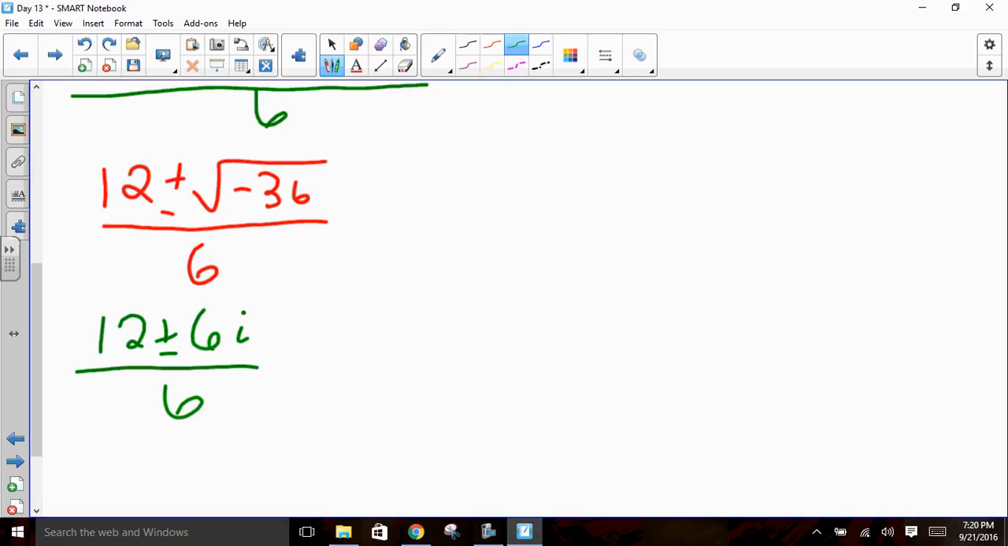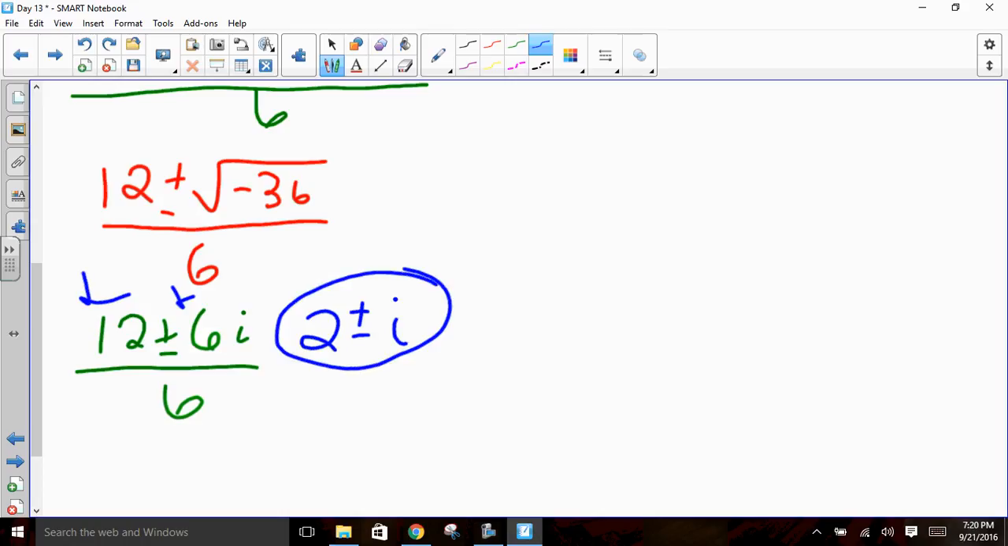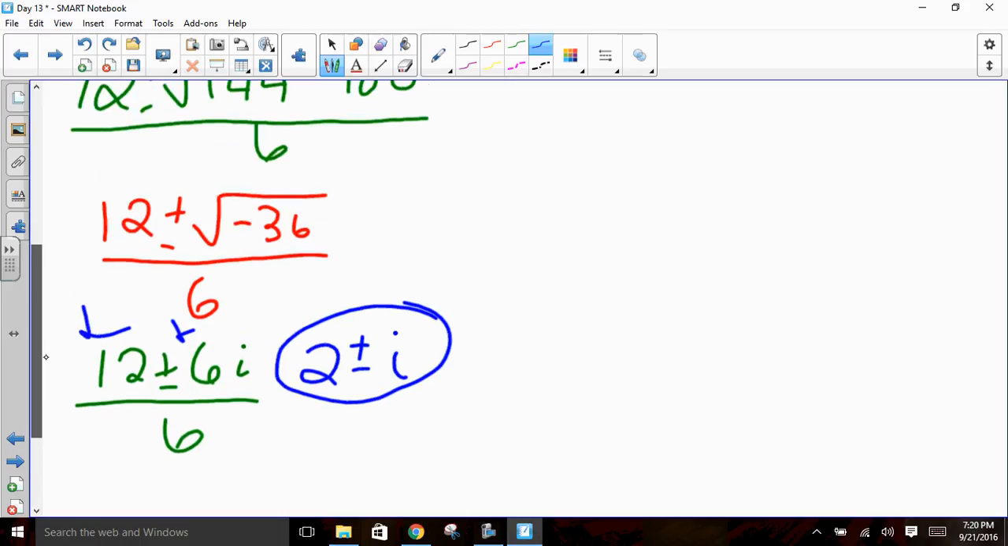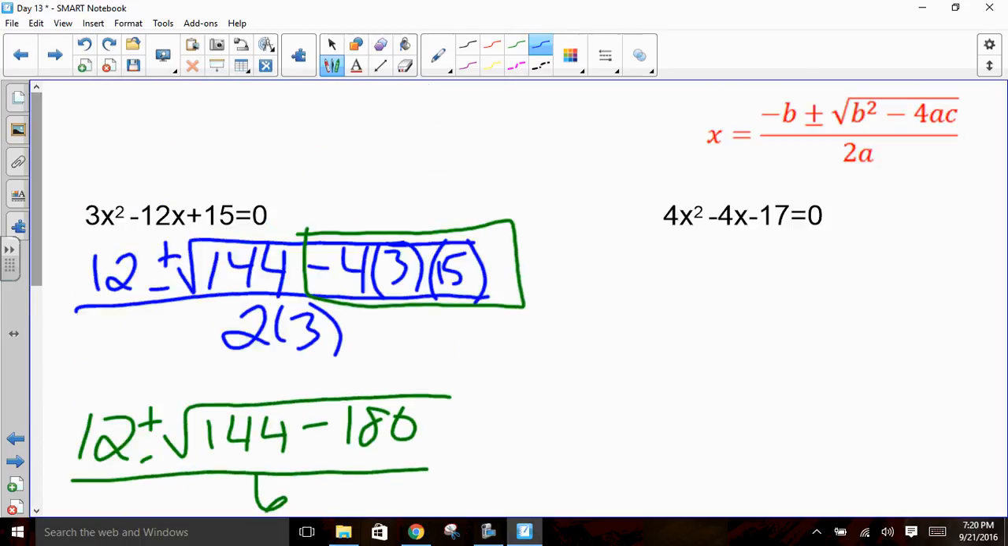I'm going to ask myself, can I divide everything by that bottom? And by everything, I mean my 12 and my 6. Is 12 and 6 divisible by 6? Yes, they both are. 12 divided by 6 gives me 2, plus or minus 6 divided by 6 gives me 1, or just i. So my answer here is 2 plus or minus i. All right, next problem.